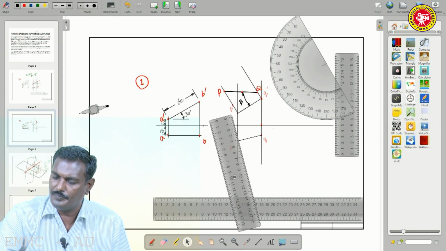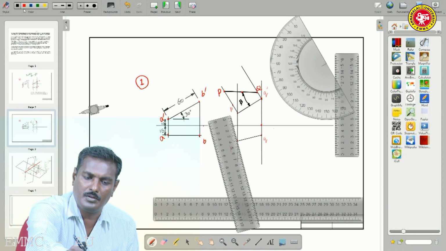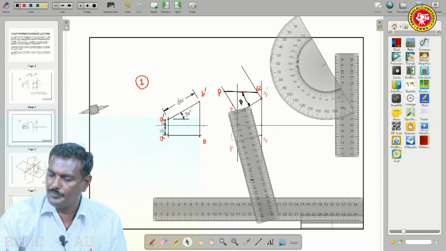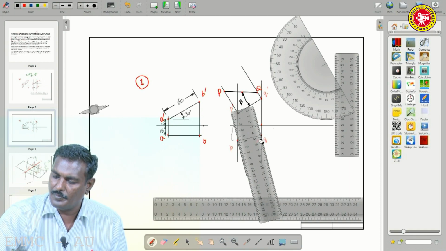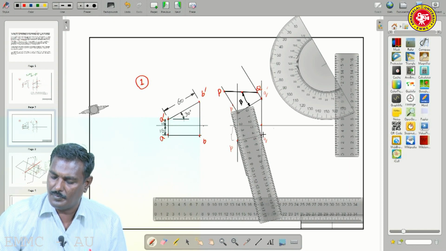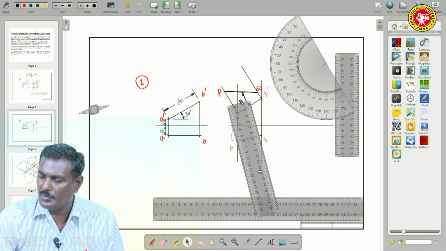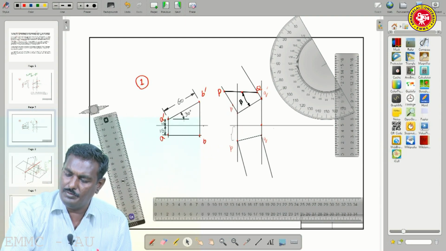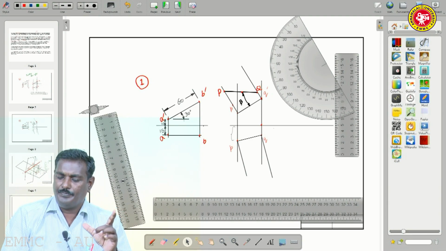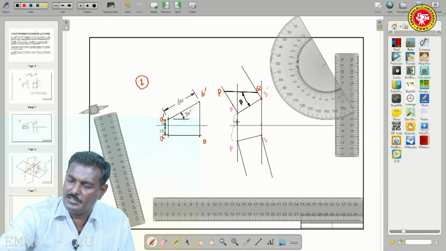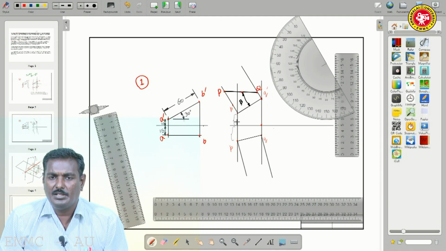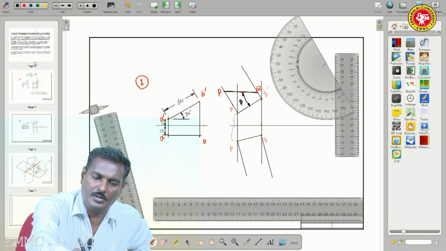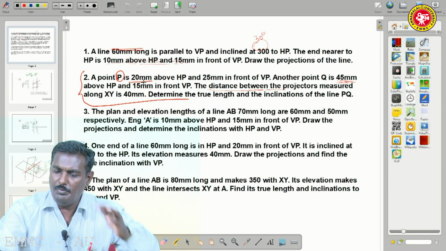From this point, draw a perpendicular line to PQ. So, now measure this distance, that is reference line to P dash. So, what about reference line to P dash? Try to see this problem. 20 mm, 25 mm.